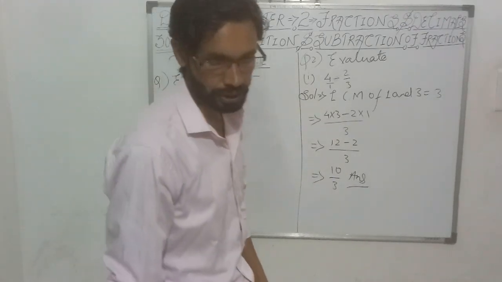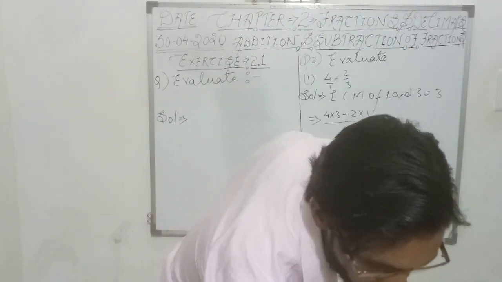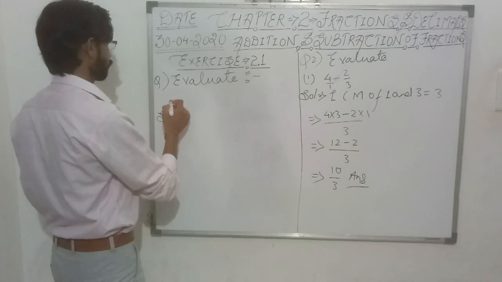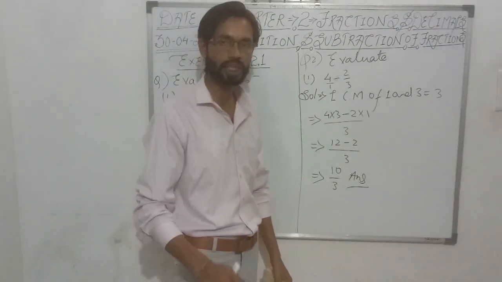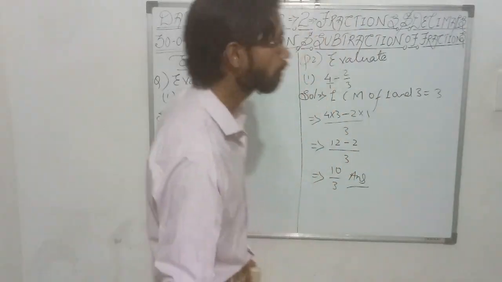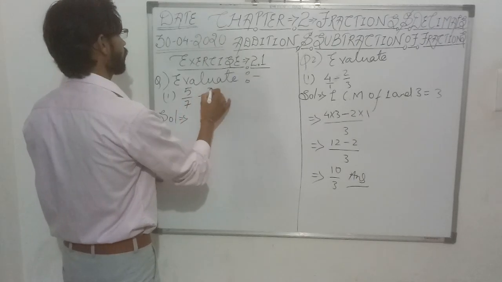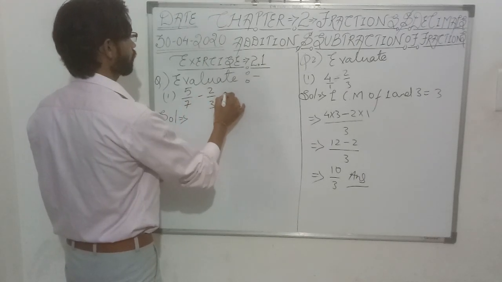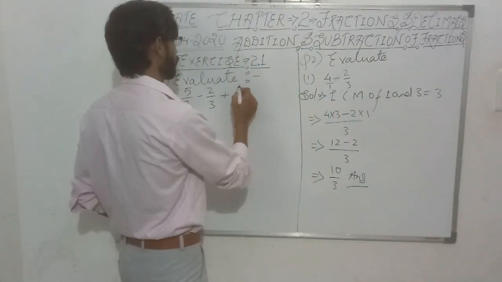Okay, so in this question, suppose we cover up the first question only. Sorry, I have to look at the book again and again, so don't worry. That is 5 by 7 minus 2 by 3 plus 4 by 9.